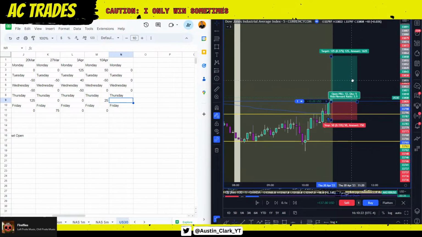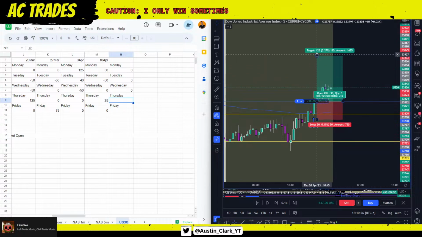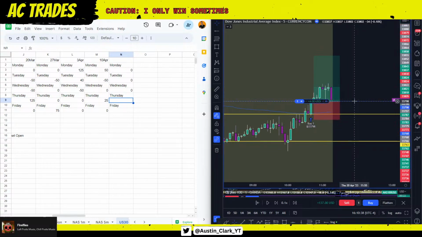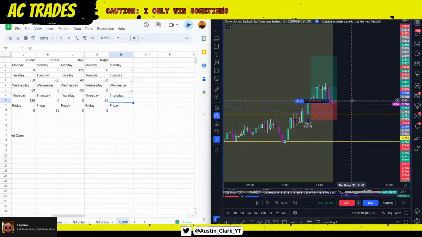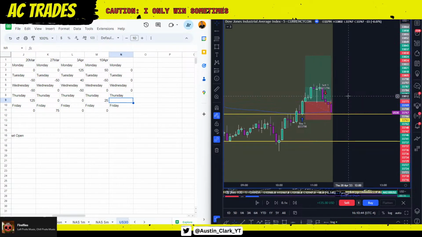So this looks pretty promising. I feel good about this one. Alright, so this hit my 40. So we're going break even. Now this is a risk-free trade, so we would move my stop loss to break even. Oh, oops. There we go. Alright, so that would have hit my stop loss, so this would have been a 0 pip trade.